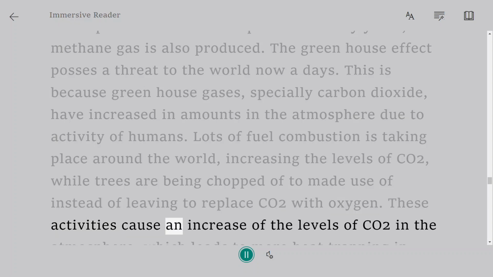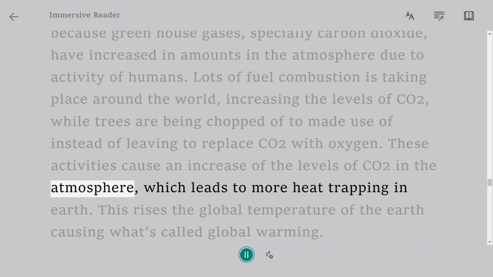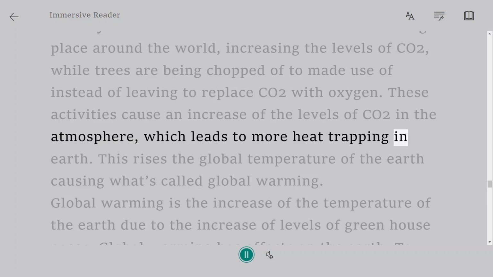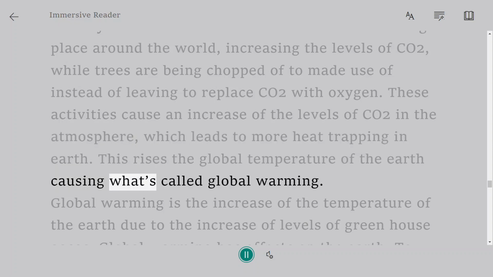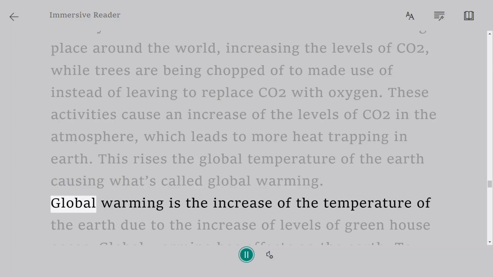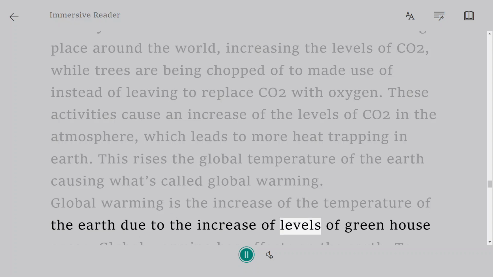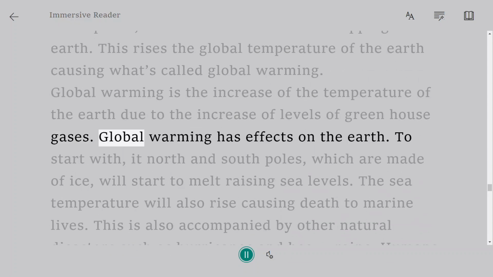These activities cause an increase of the levels of CO2 in the atmosphere, which leads to more heat trapping in Earth. This raises the global temperature of the Earth, causing what's called global warming. Global warming is the increase of the temperature of the Earth due to the increase of levels of greenhouse gases. Global warming has effects on the Earth.